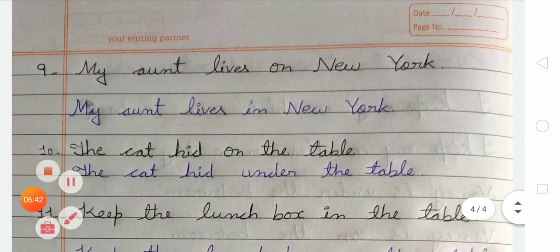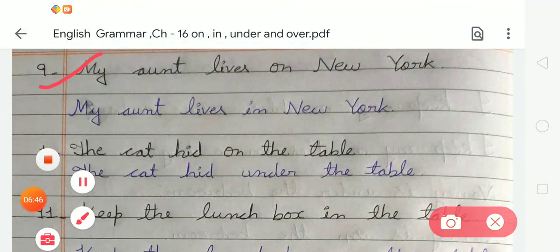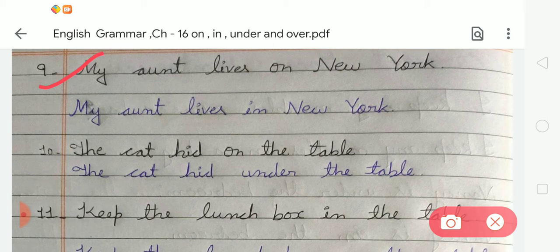Next, number 9. In number 9, my aunt lives on New York. So we have to use in. My aunt lives in New York. Okay, like this we have to write number 9. Come to the 10. The cat hide on the table. The cat hide on the table. So we have to write, the cat hide under the table. Okay student. Now come to the next.